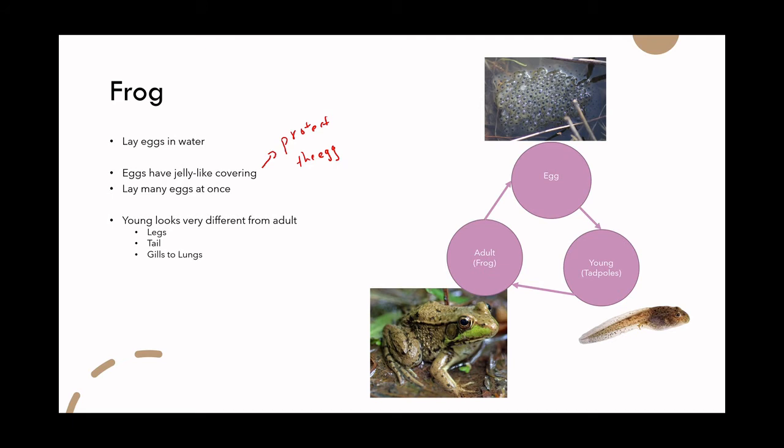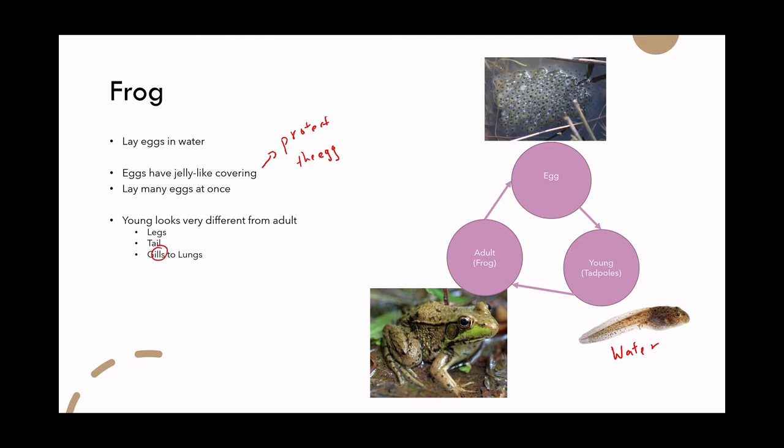Tadpoles live only in water. The reason is that they breathe with gills. When you learned the animals topic previously, you should know that fish are the ones with gills, and with gills they can breathe in water. So gills allow them to breathe in water, but don't allow them to breathe on land.